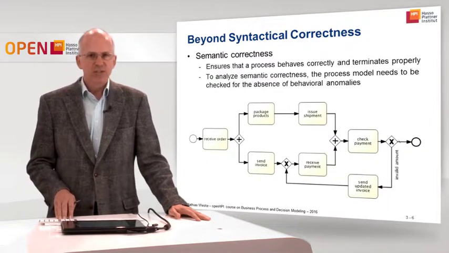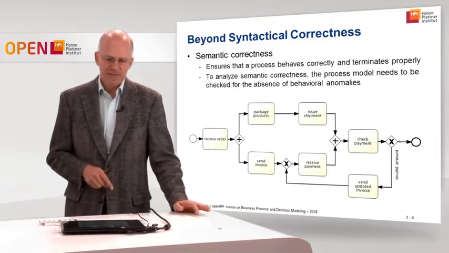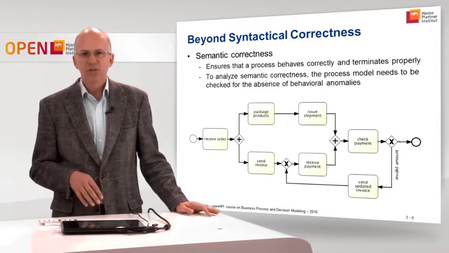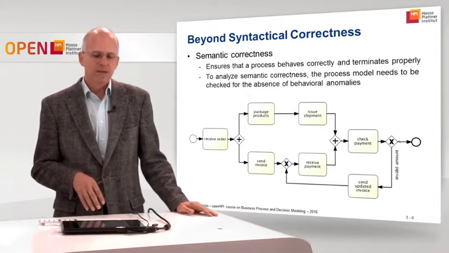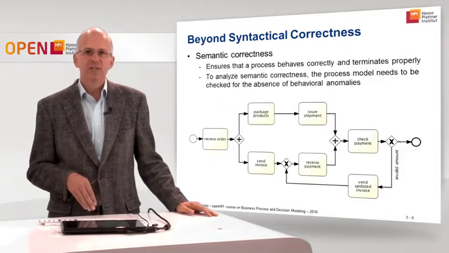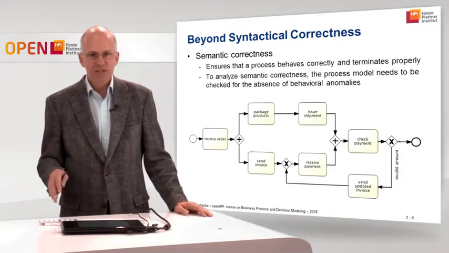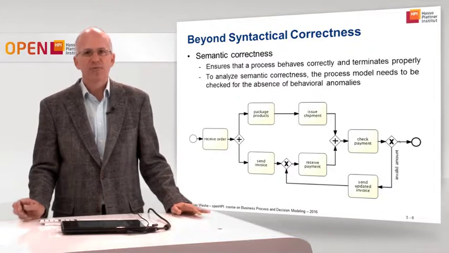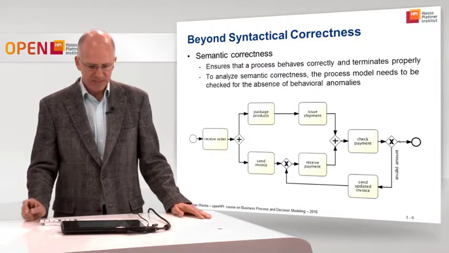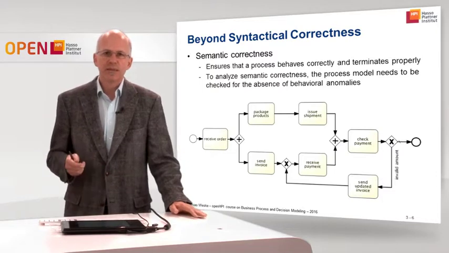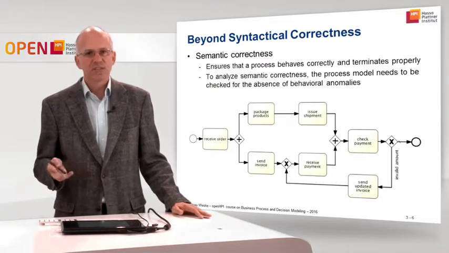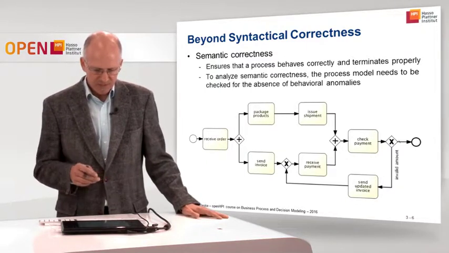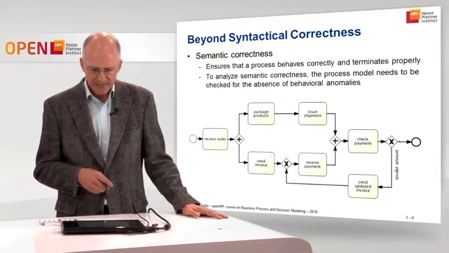We were discussing syntactical correctness, and now we turn to semantic correctness. Semantic correctness needs to ensure that a process behaves correctly and terminates properly. And this example shows that we can build process models that are syntactically correct, but semantically incorrect. They have a flaw that is, let's say, undesirable in process models. So we need to be able to detect these kinds of flaws, and this is exactly what we aim at in this week. All right. So semantic correctness ensures that a process behaves correctly and terminates properly.